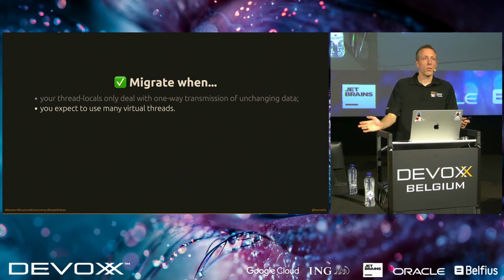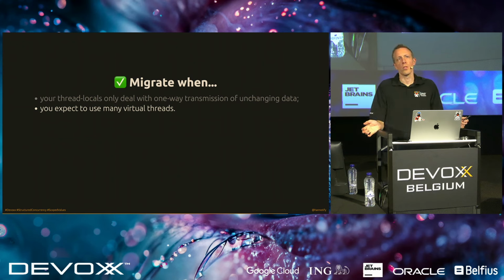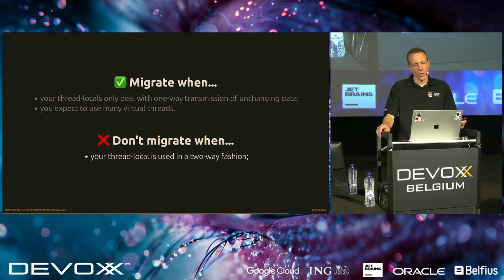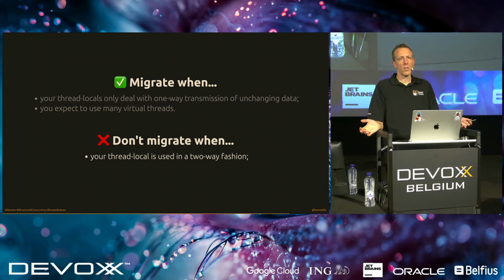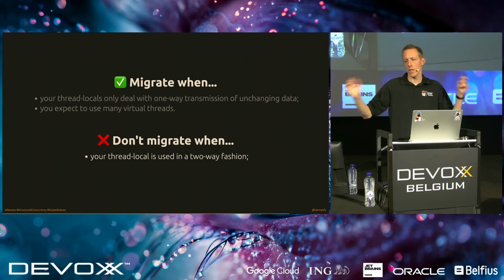And if you expect to use many virtual threads, because the fact that more threads can be available to us also means that using thread locals poses a slightly higher risk. If you're not intending to use virtual threads at all, I wouldn't see the benefit in migrating. So that is why I've placed on the slide here, don't migrate when your thread local is used in a two-way fashion. Lots of reading, but also lots of writing and lots of places.